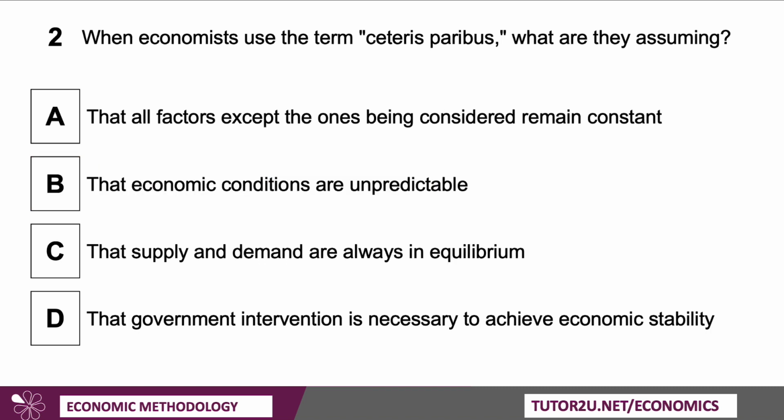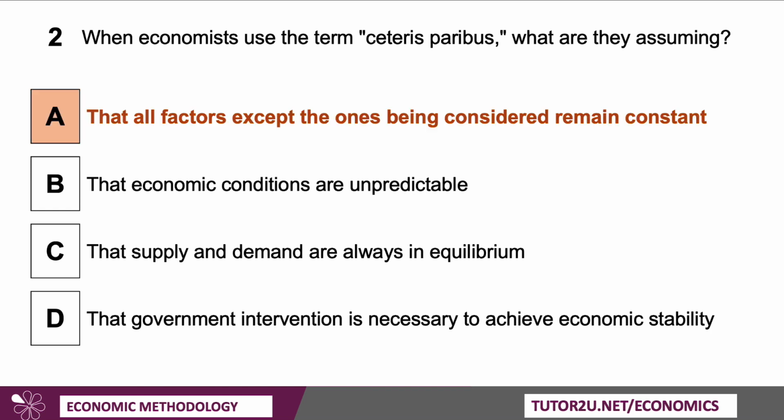And question 2, when economists use the term ceteris paribus, what are they assuming? Have a go at question 2. So when economists use the term ceteris paribus, they're assuming that all factors except the ones being considered remain constant.